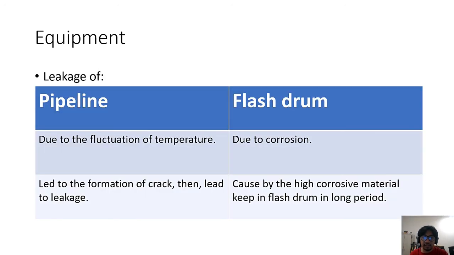Next problem is the leakage of the pipeline and flash drum. The leakage of the pipeline is due to the fluctuation of temperature that causes the pipe to expand or contract, while the leakage of the flash drum is due to the high quantity of material kept in the flash drum for a long period.